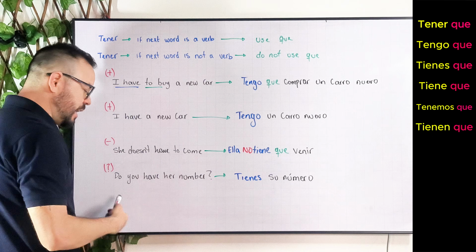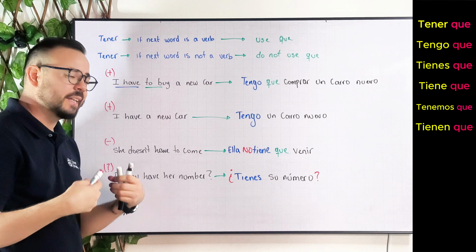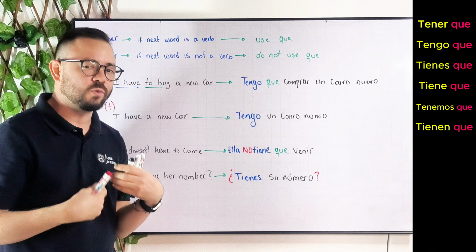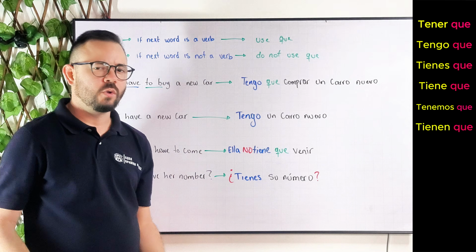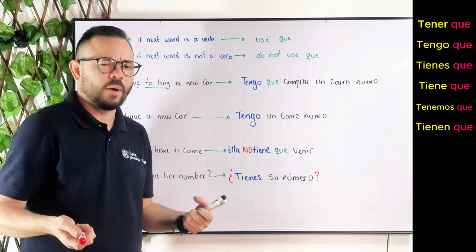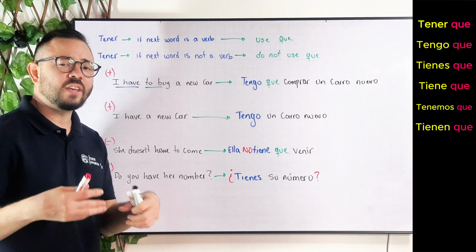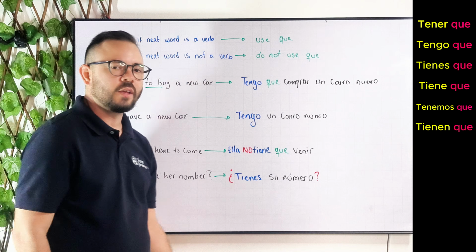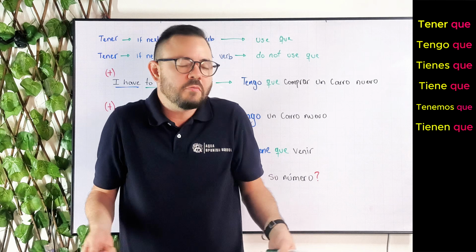Now, how do we turn this thing into a question? Well, we just need to add question marks, and you just need to say it as a question. You just need to make it sound as a question, and that's it. So instead of saying, tienes su número, you're just going to say like, tienes su número? And that's it. You just need to make it sound as a question, and that's it, right? So if you see it, this is pretty simple. This is not rocket science, right? So basically, just use que if the next one is a verb, and don't use que if the next one is not a verb. That's it.